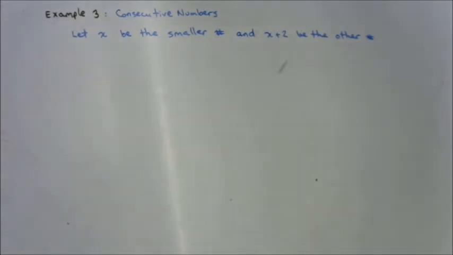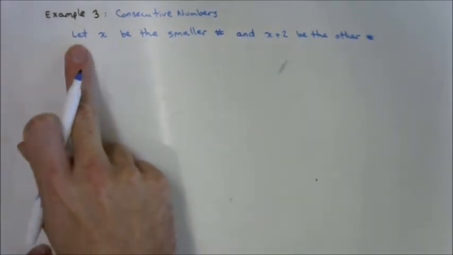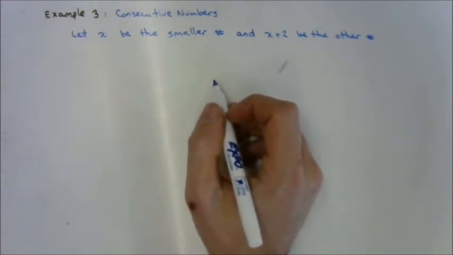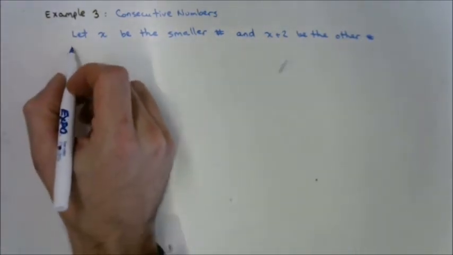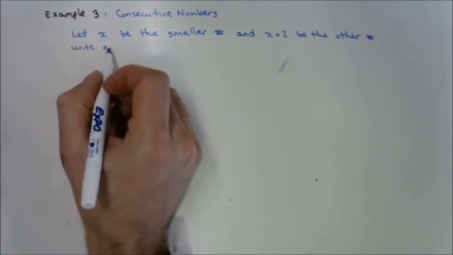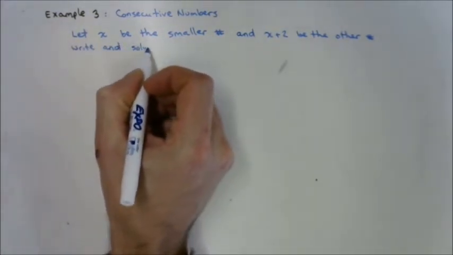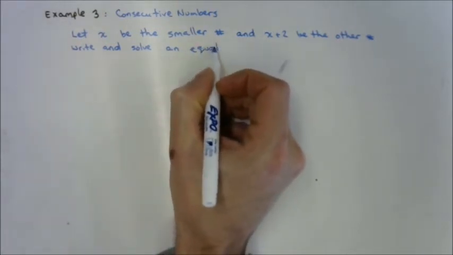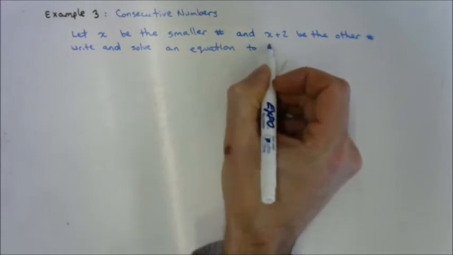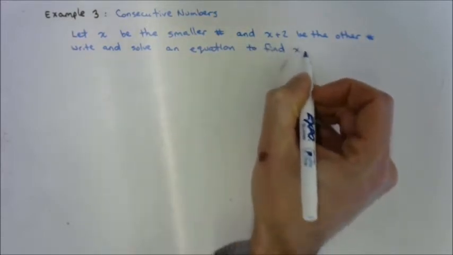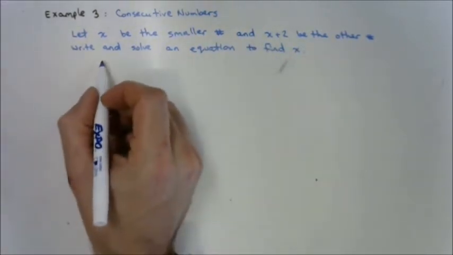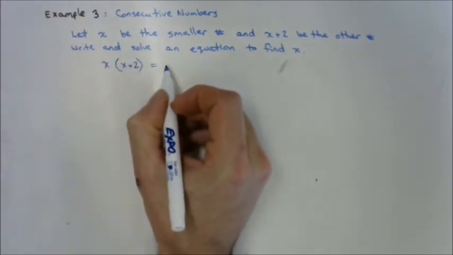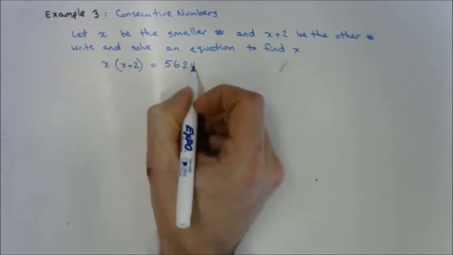And I don't actually really care which one is smaller. I shouldn't have said that. I should just say let x be one number and x plus 2 be the other number. Now we need to write and solve an equation to find x. Well, what do we know about x and x plus 2? We know that x times x plus 2 is 5,624.